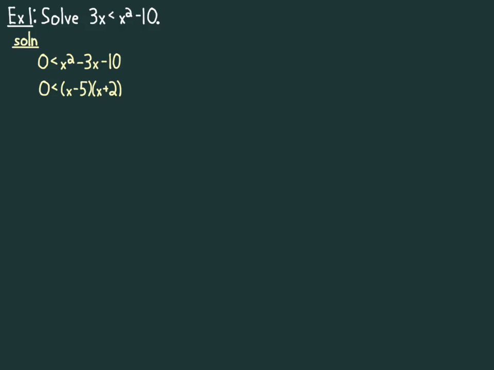Now, this is a common mistake. Don't do this. On the inequalities, that doesn't imply that x minus 5 is greater than 0 and x plus 2 is greater than 0. Don't do it that way, okay? Instead, solve the associated equation, which is just the same thing but with equals 0 instead of greater than 0. So the quantity x minus 5 times the quantity x plus 2 equals 0. And that gives us x equals 5 or x equals negative 2.